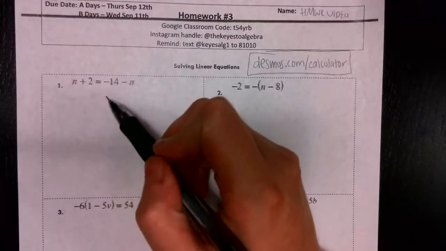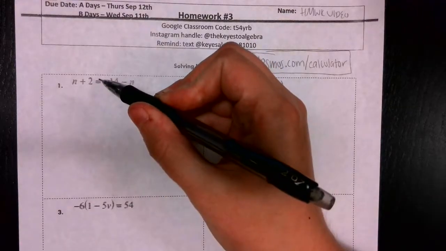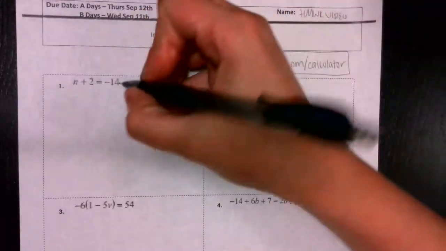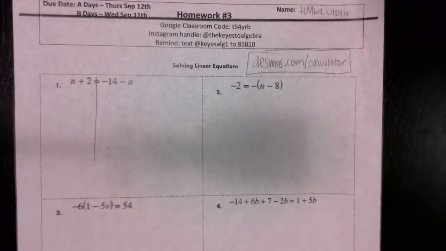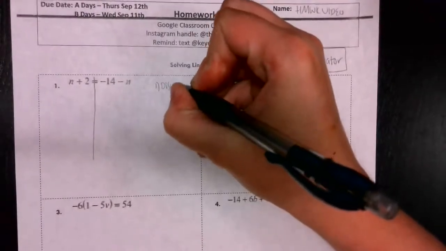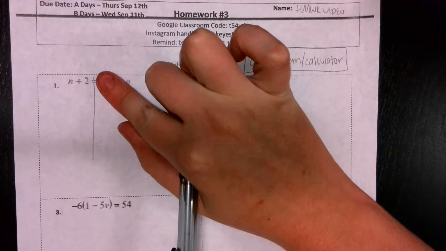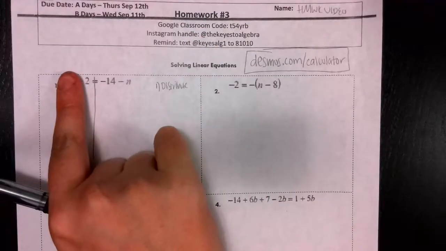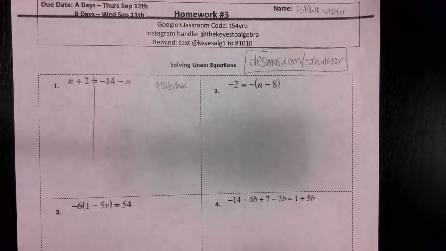So I have n plus 2 equals negative 14 minus n. The first thing I do when I see an equation, or an inequality for that matter, is draw a line straight down through the equal sign. So I'm going to think about my steps. Step 1, it says distribute if needed. So I look over here on my left side. I see I don't need to distribute at all. I look over here on my right side. I also don't need to distribute. So that step doesn't matter.